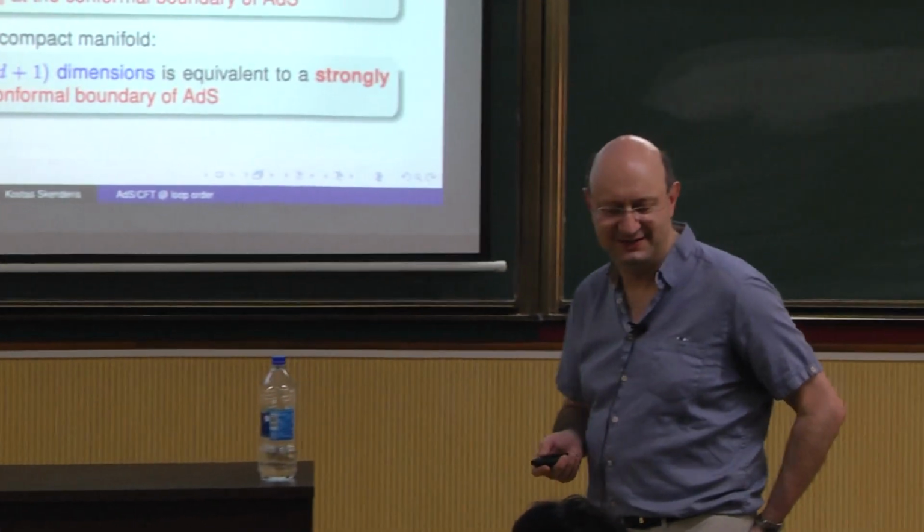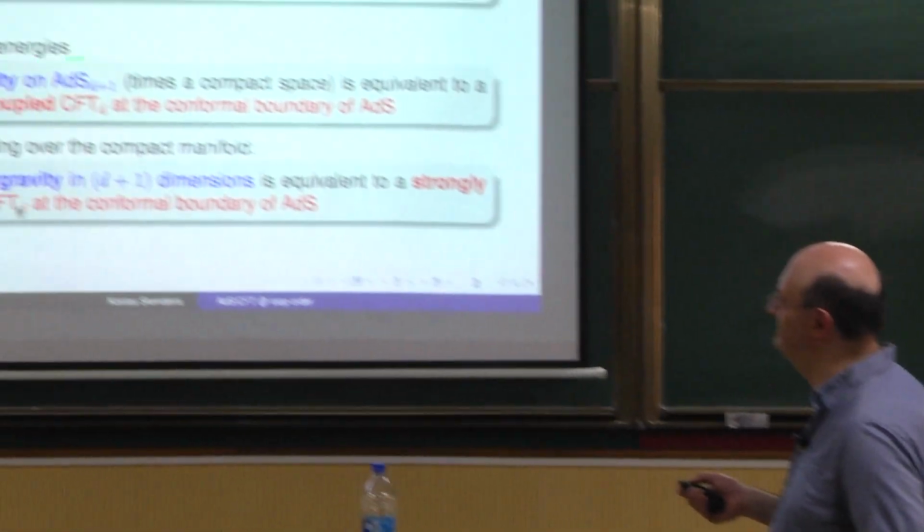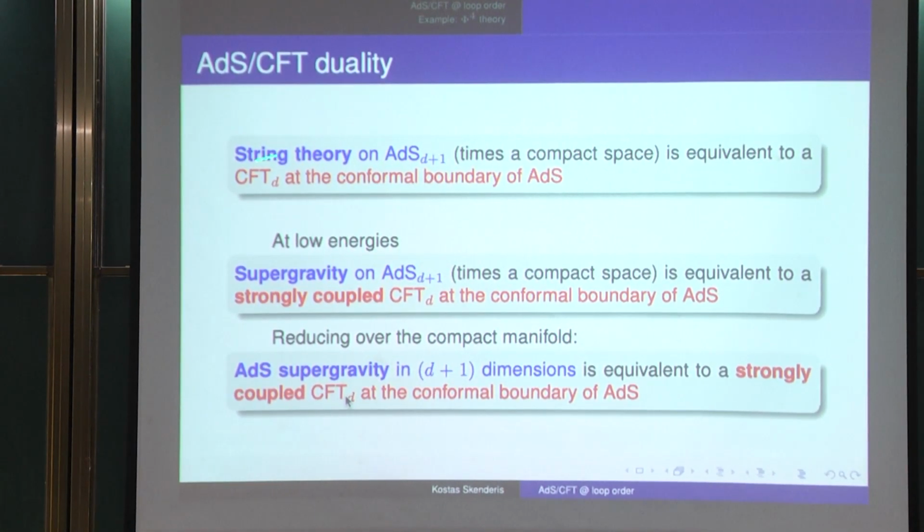So let's now go to the second and then to the third. At low energies, this means we're only looking at roughly the lowest of the massless modes of string theory. We get a supergravity on AdS, again times the compact manifold, where the theory is now a strongly coupled CFT. So going to low energies means I'm considering the theory at strong coupling. But this is still a 10-dimensional theory. For AdS5 times S5, it would be type IIB supergravity on AdS5 times S5.